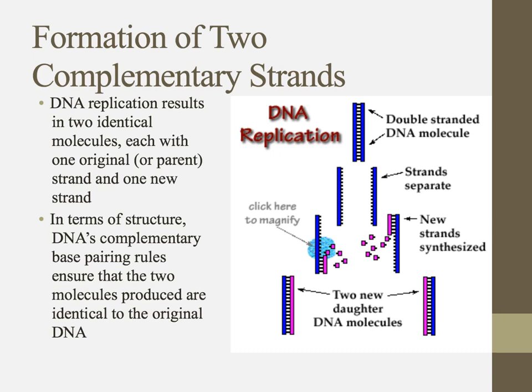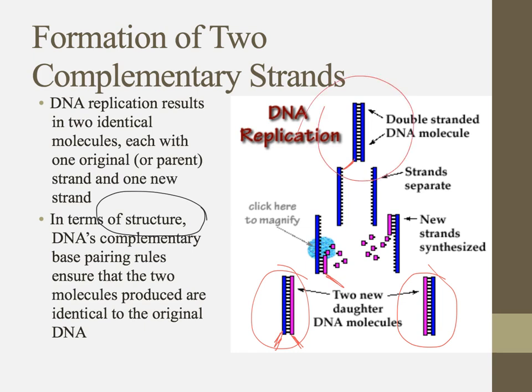Well, again, the structure of DNA allows for proper copying. The fact that A can only pair with T and G can only pair with C means that this process is going to be almost foolproof. What's going to result are 2 new molecules that are identical to each other. Each one of them contains one of the original strands and one of the newly synthesized strands, but the sequences are exactly the same as the original.